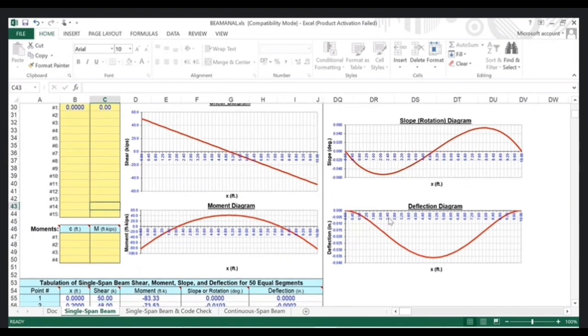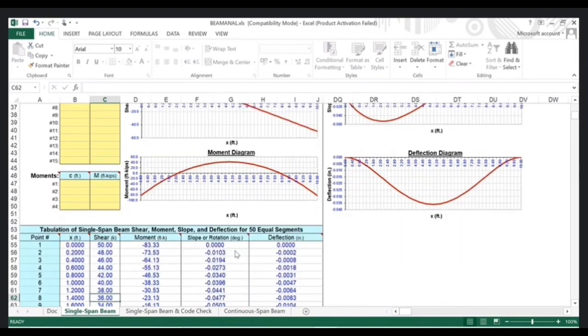Okay, and here is the deflection diagram. So you can see on the fixed end there is no deflection and no rotation. So here the rotation value is 0, here the deflection value is 0, and the maximum deflection is at the mid of the beam. So here is the maximum deflection, and this is the finite element table.